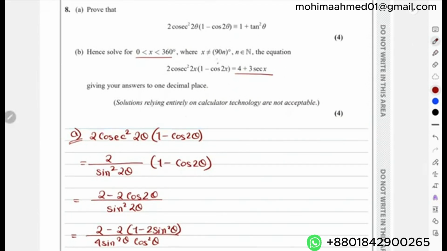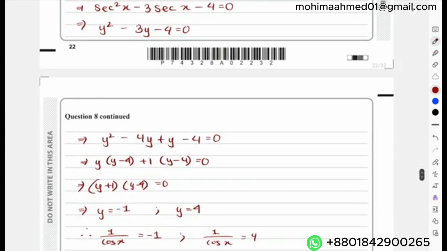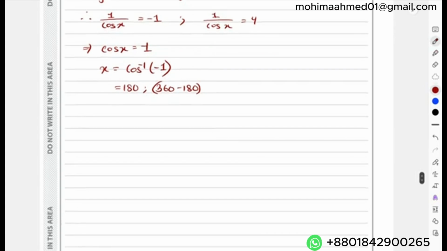They have stated that x is not equal to 90 and your value of x will not be a factor of 90n. 180 is exactly a factor of 90n. So that's why we're not considering the value of this one, because the question stated that this will not be equal. So that's why we're not accepting this value of 180 degrees.